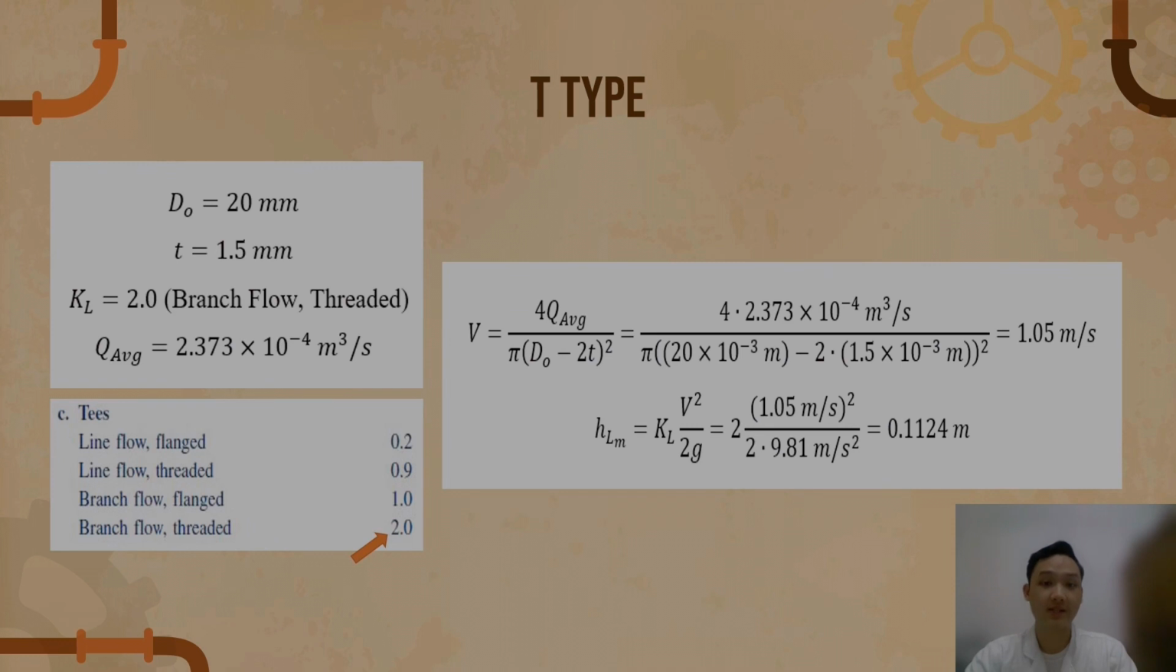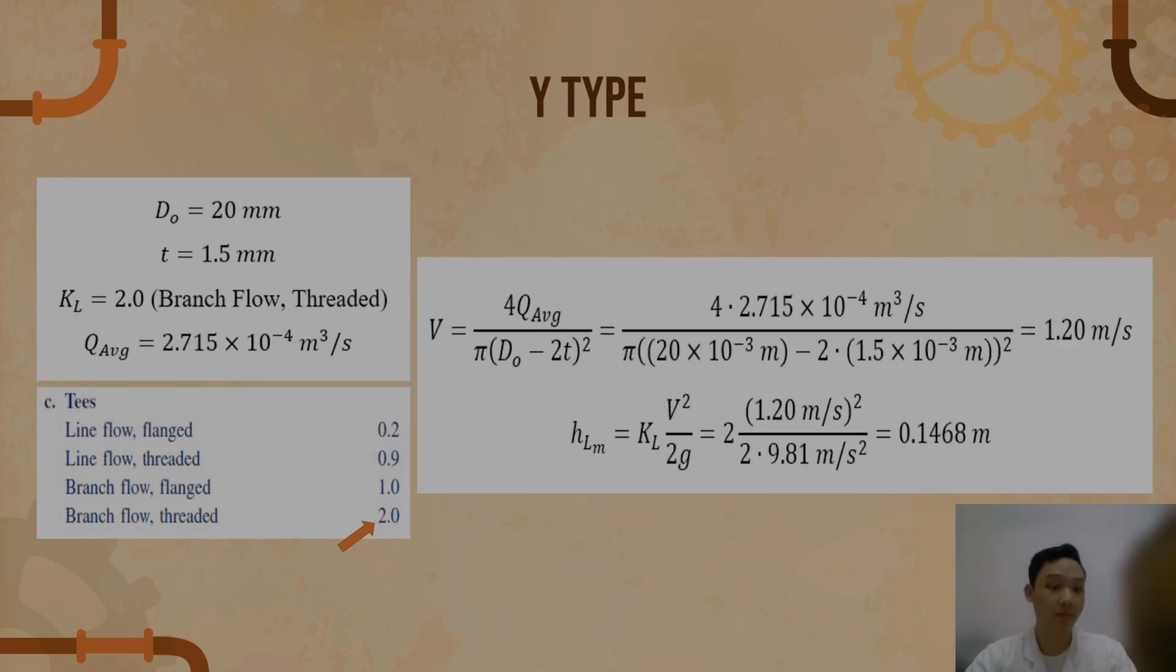The next fitting is the T-type, and for this type we don't need to calculate the KL value because it's already given in the table inside our lab manual. For this T-type, we'll use a branch flow threaded tee with a KL value of 2.0. And by doing the simple calculation, we now have the minor head loss value of 0.1124 meters.